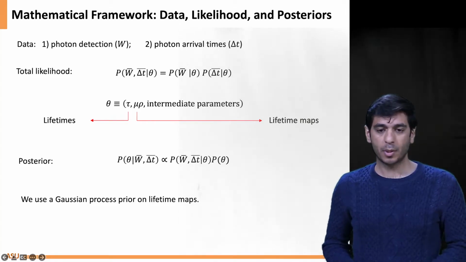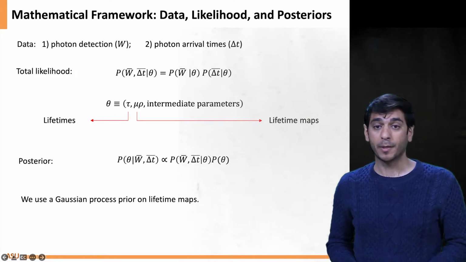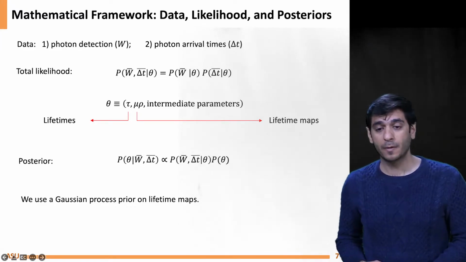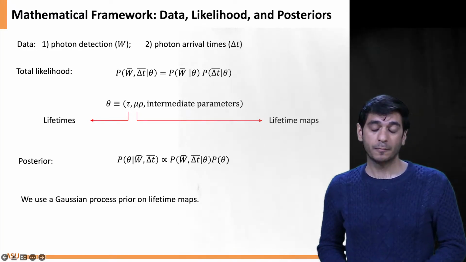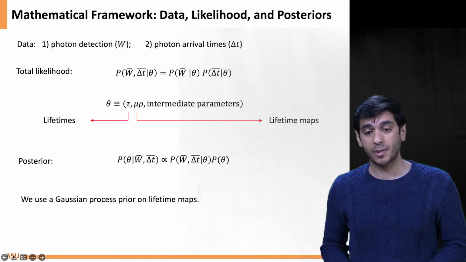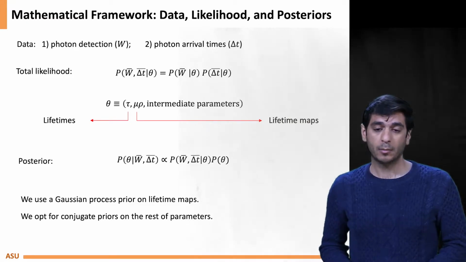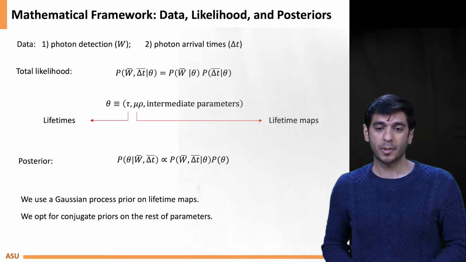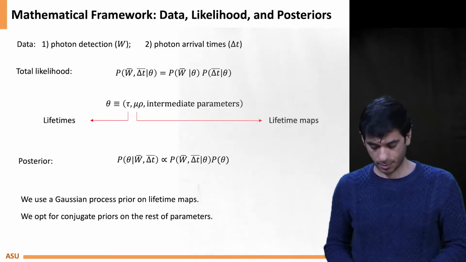The first unknown parameter is the lifetime map, which is a set of infinite random variables that are correlated. Therefore, I use a Gaussian process prior on that. And I'm going to use appropriate conjugate priors for the rest of the parameters.